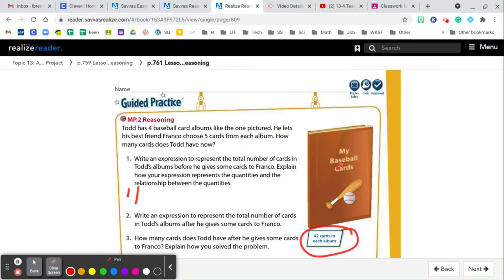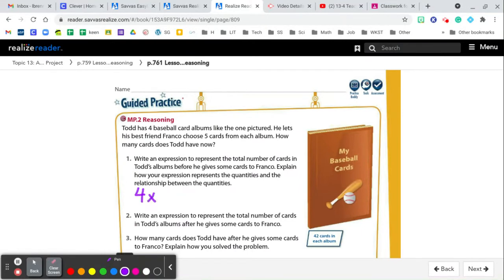He has 4 albums times, oops, sorry here. Ooh, that is messy. All right, let's start again. I'll pick a different color anyway.